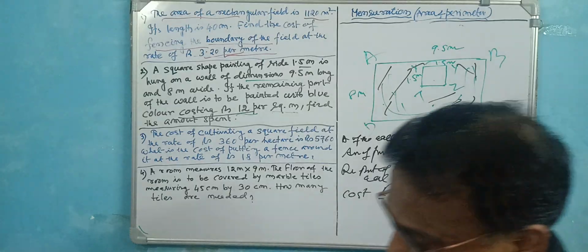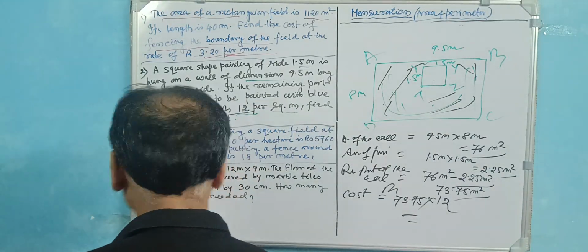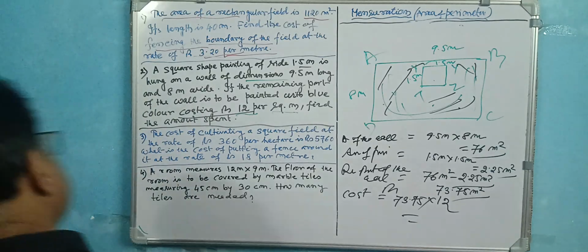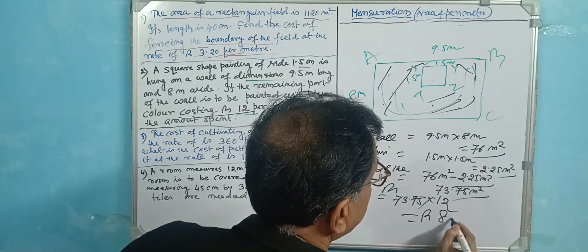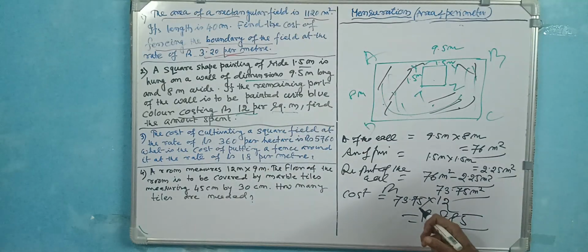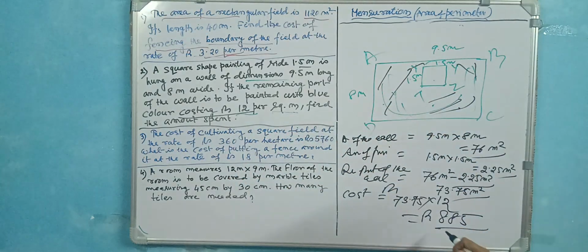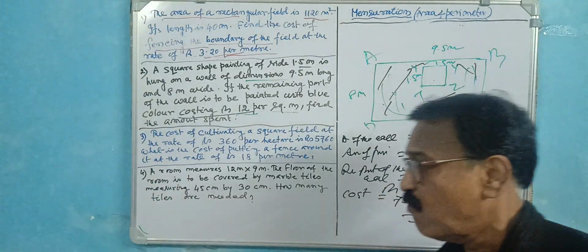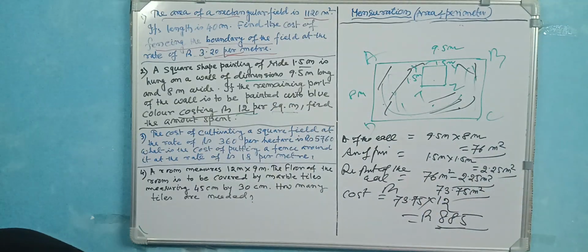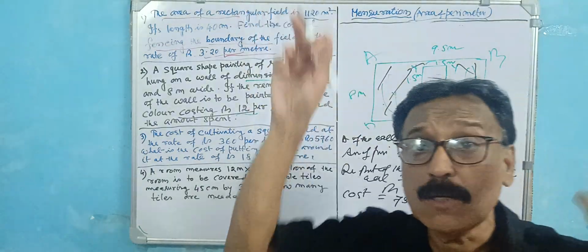So we just multiply. So this is 12 into 73.75. That is 885 rupees. That is the cost. Just multiply 73.75 into 12. What is the cost for the remaining part while you color it in the blue color? So the cost is 885. This is clear? So what is the procedure of doing the sum?